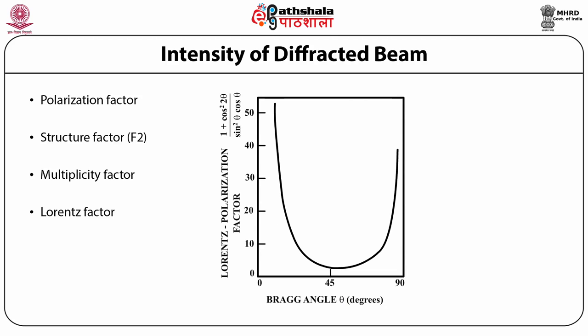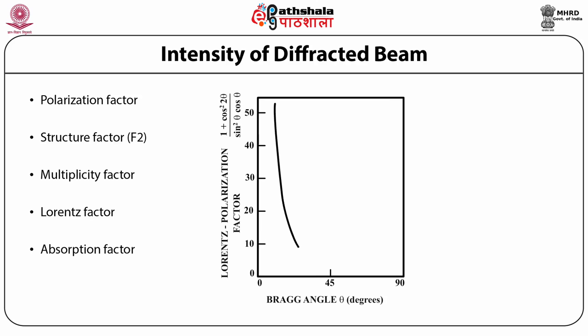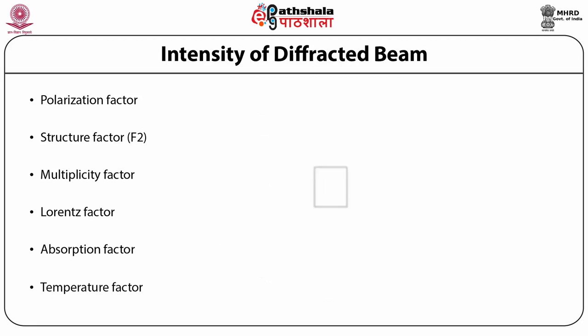The fifth is absorption factor. The X-ray intensity also depends on the absorption of the specimen being investigated. This also depends on the geometry of the setup. In the case of a diffractometer, the absorption factor is independent of the Bragg angle and does not affect the relative intensities of different lines. The sixth is temperature factor.